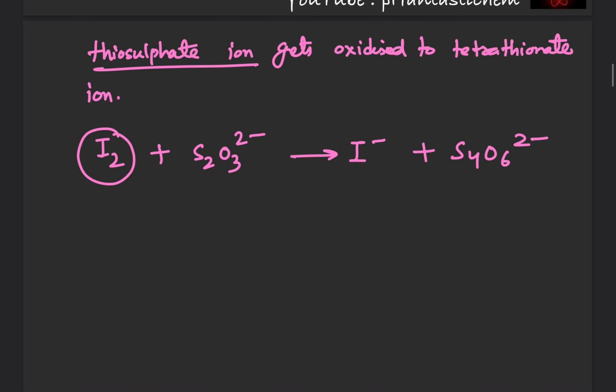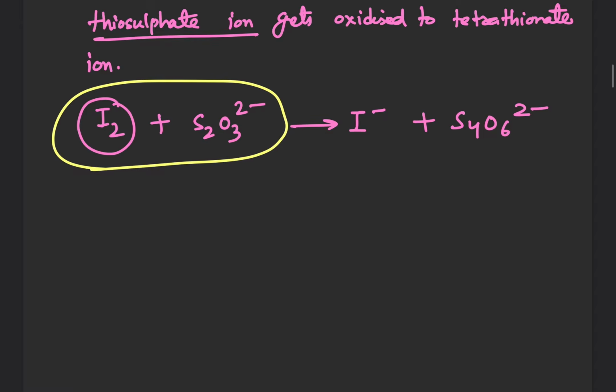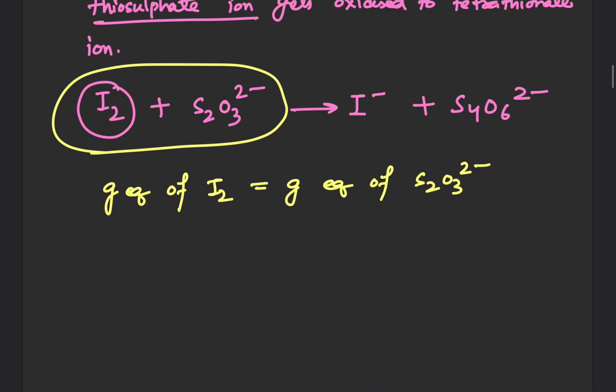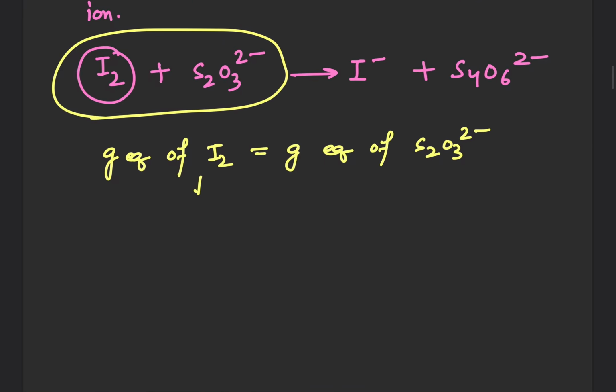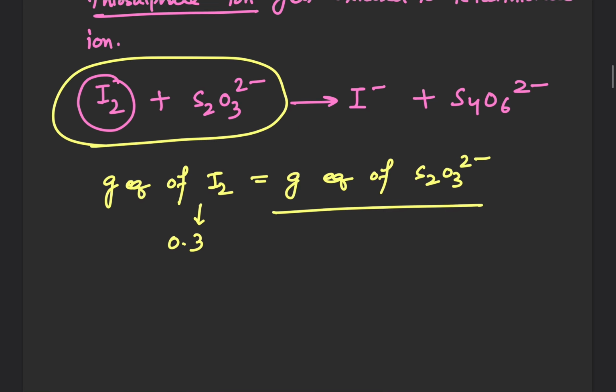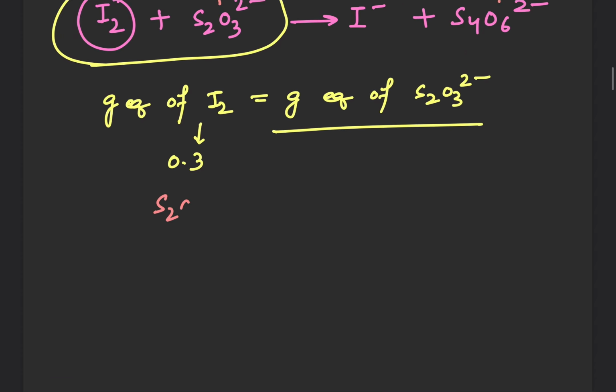Okay, at the end point, all the iodine has combined with S2O3 2 minus, obviously, right? So therefore, at the end point, I can say that gram equivalents of I2 will be equal to gram equivalents of S2O3 2 minus, and we have already calculated the gram equivalence of I2, if you remember, which is equal to 0.3. Okay, so therefore we have to calculate the gram equivalent of S2O3 2 minus. Okay, so as you can see, it is changing to S4O6 2 minus, that is thiosulfate is changing to tetrathionate ion.